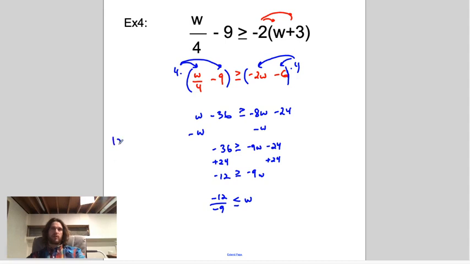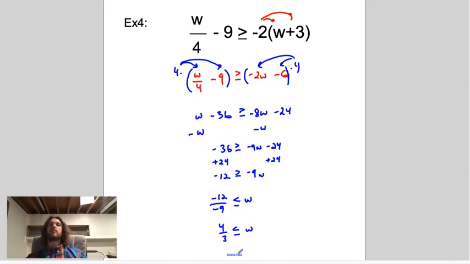12 broken down into its prime factorization: 6 times 2, 2 times 3, right? If we want to cancel this out, I'm just going to simplify instead of going through this long thing. They're both divisible by 3. So you can divide the top by 3 and the bottom by 3, and you'll get 4 over 3. So 4/3 is less than or equal to w.